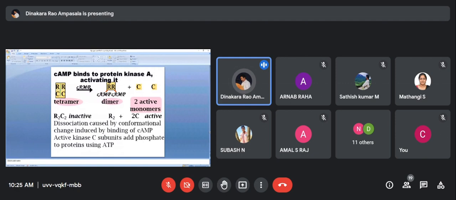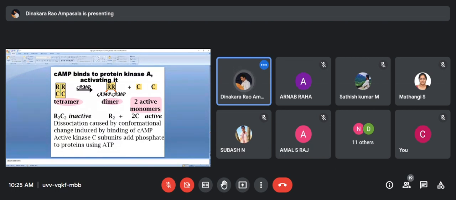So once cyclic AMP is active, it binds a protein kinase. Okay, so protein kinase A gets activated by interacting with cyclic AMP, as we have seen in allosteric enzymes. Okay, allosteric enzyme activation. Allosteric enzymes are multi-subunit proteins, so they have different ways to get activated. Here protein kinase A is an allosteric protein, so it has subunits, a tetramer, four molecules.